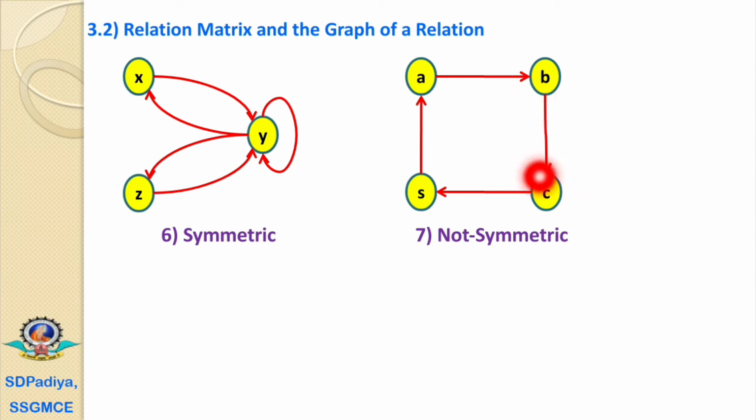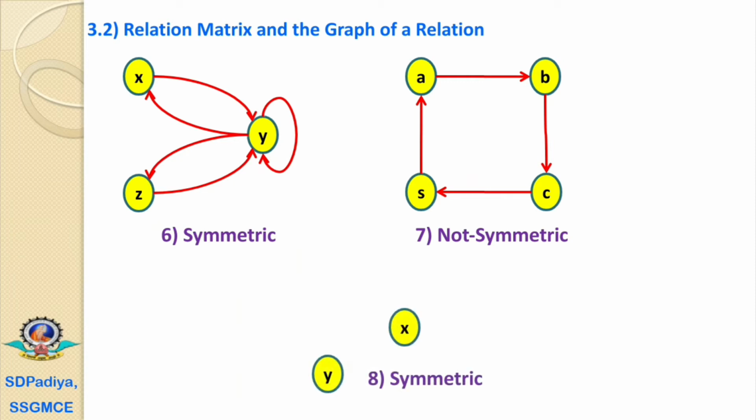B has a relation to C, but C does not have the relation to B. And the same, C has a relation to S, but S does not have the relation with C. That's why it is not symmetric. And it is not transitive, it is not antisymmetric, but it is irreflexive, because in this graph, no node has a relation with itself.